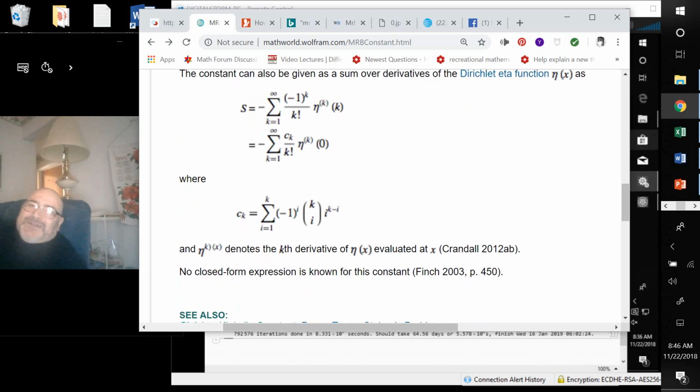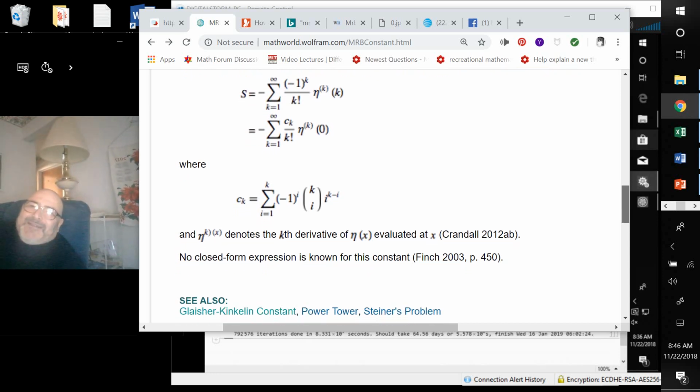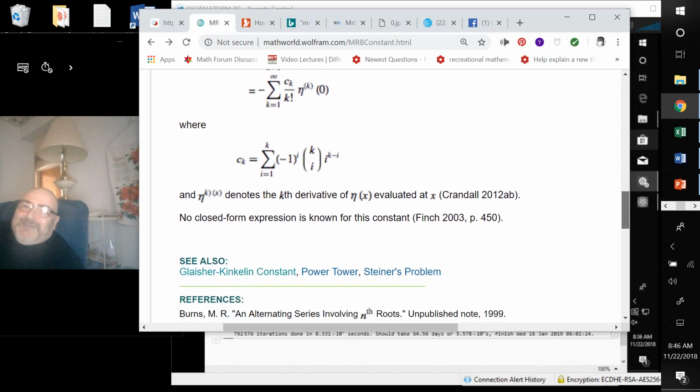And here it says eta^(k) denotes the kth derivative of eta, evaluated at x. There's a reference to Crandall's paper here. I'll show you the link in a minute. No closed form is known for this constant, as Steven Finch wrote when he was writing about the MRB constant in his book Mathematical Constants, page 450.